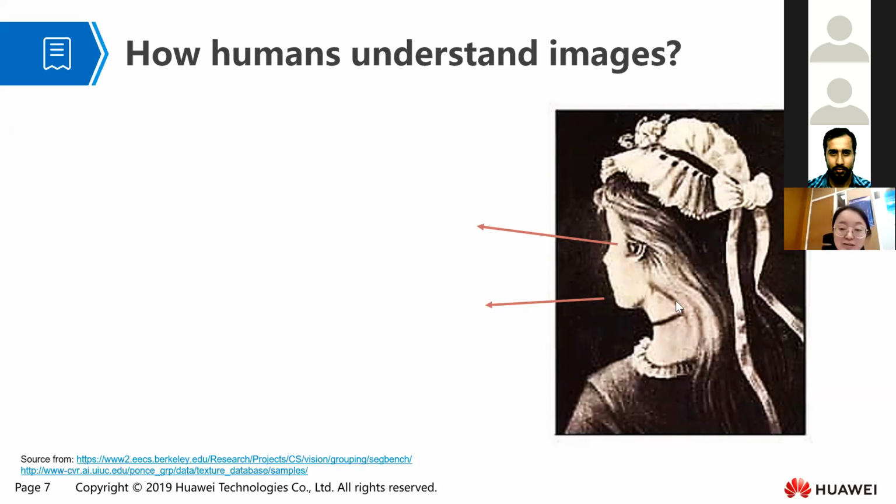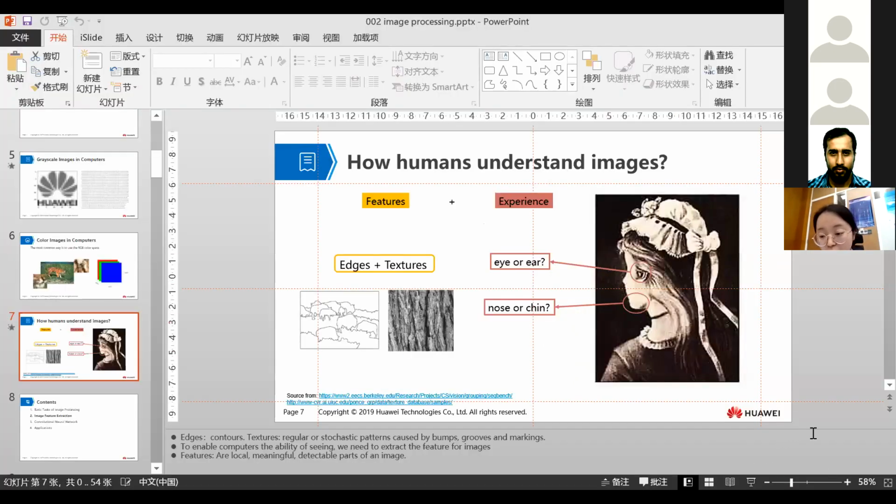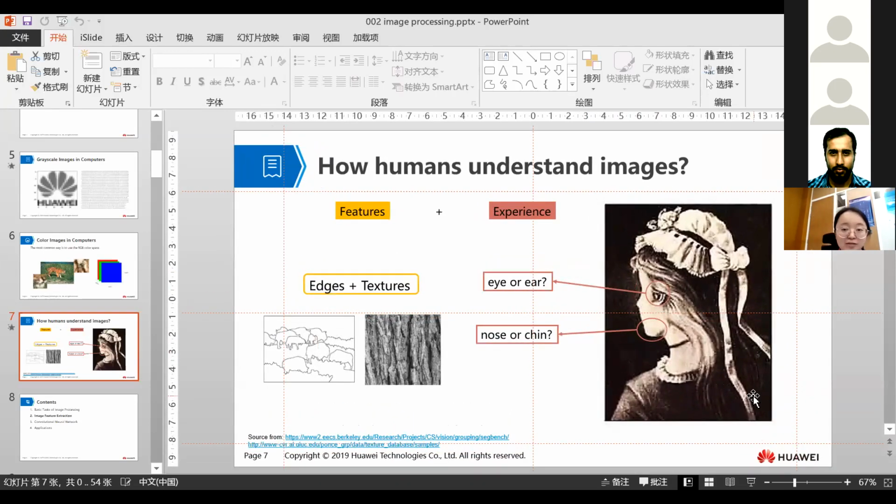So it is the same image, but some of you see a girl and some of you see an old lady. So the reason why, with the same picture, we extract different objects from the image is about features and experience. How humans understand an image is by the features we extract from the image and our experience.